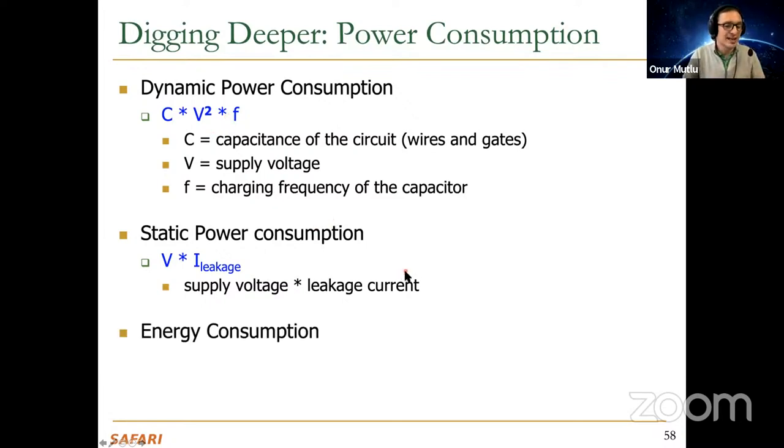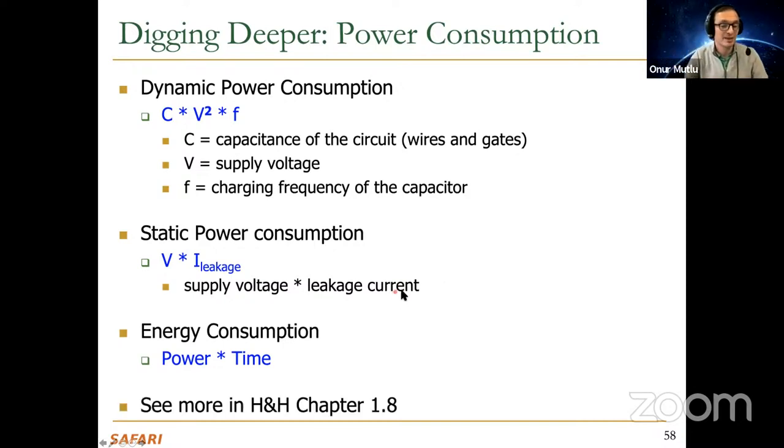Okay. So there's also energy consumption. Energy is different from power. Power is essentially instantaneous energy, whereas energy is power integrated over time, right? So you may have some power consumption, and over time you integrate it, right? And that's the area under the power curve over time. And if you're really interested, of course, you should see Harris and Harris chapter 1.8, which talks about this.